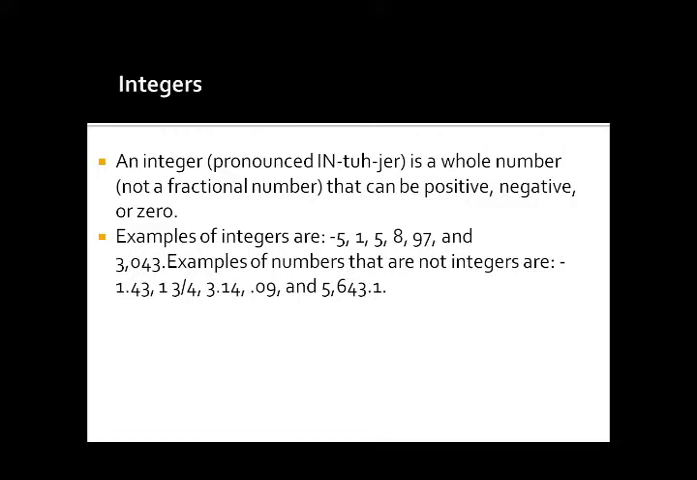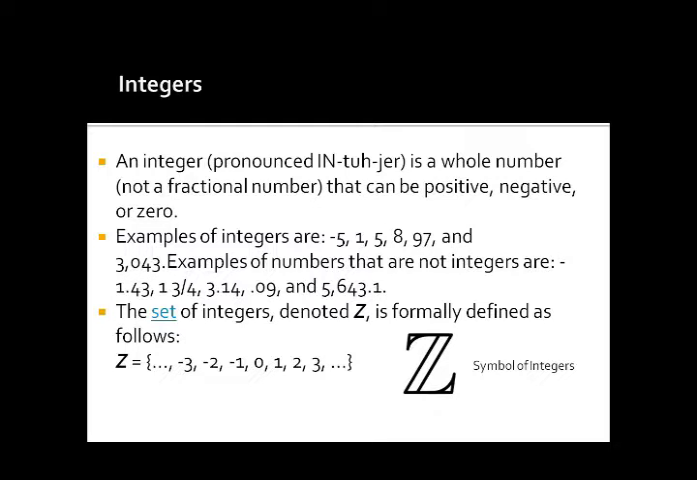3.14, 0.09, 5.1, and 641.1. The set of integers, denoted by Z, is formally defined as follows: -3, -2, -1, 0, 1, 2, 3, and so on. And the symbol of integers is represented by this, which is Z.